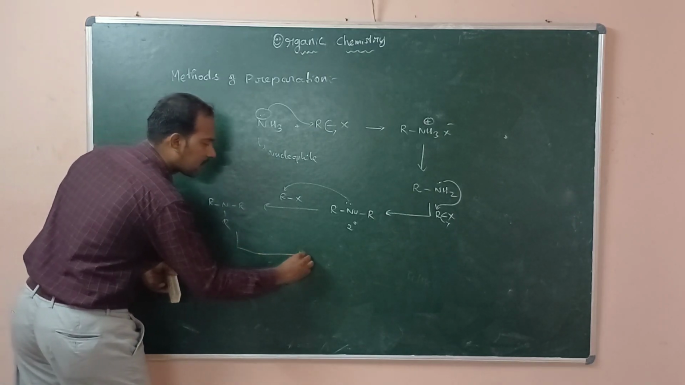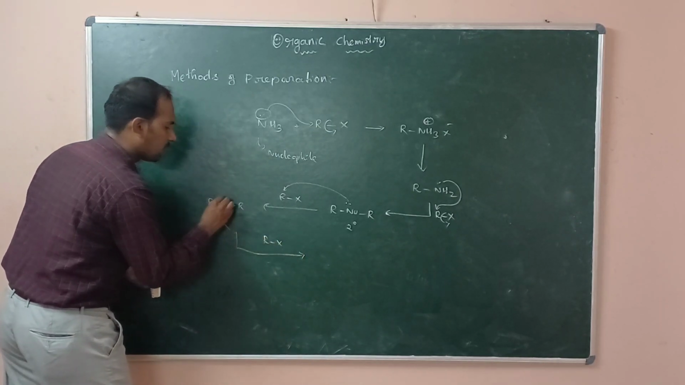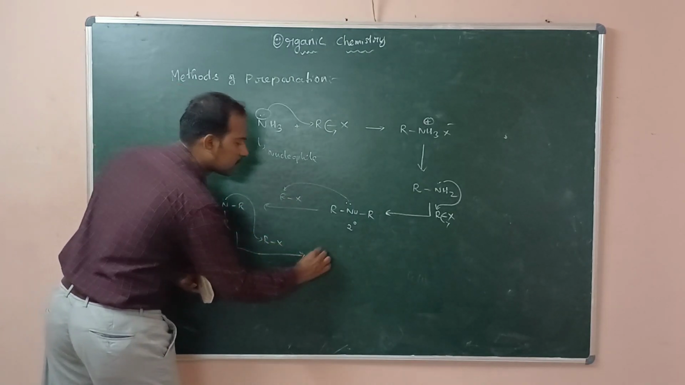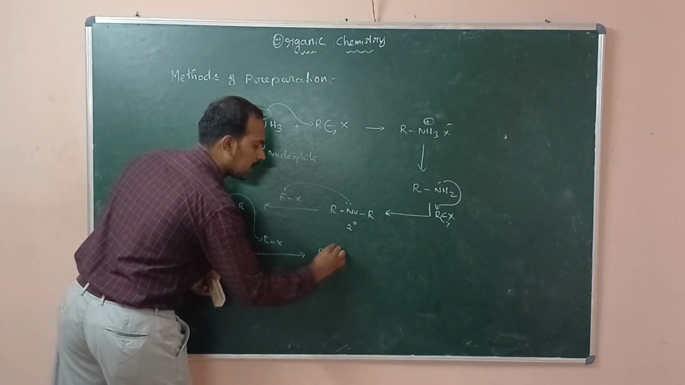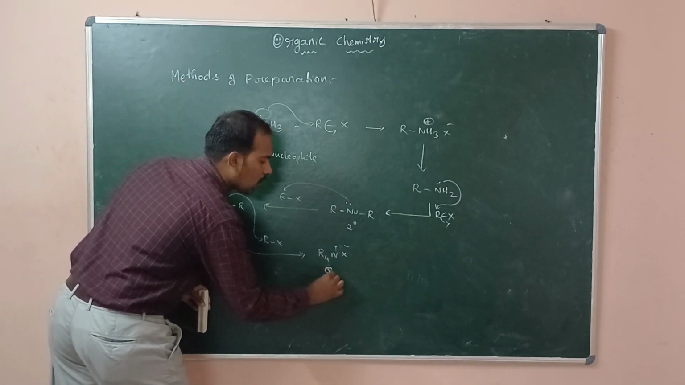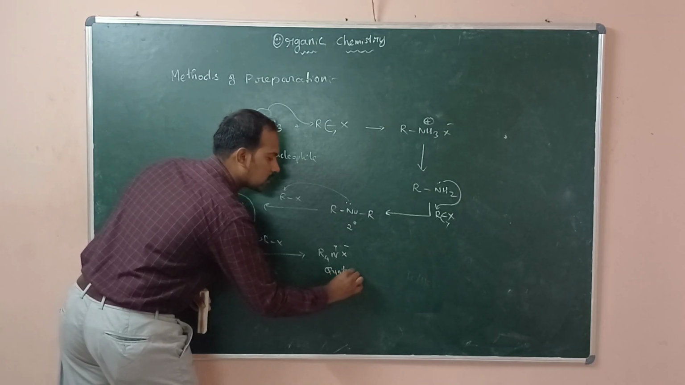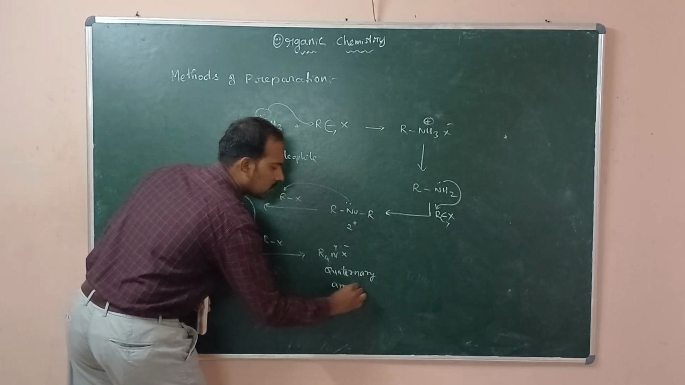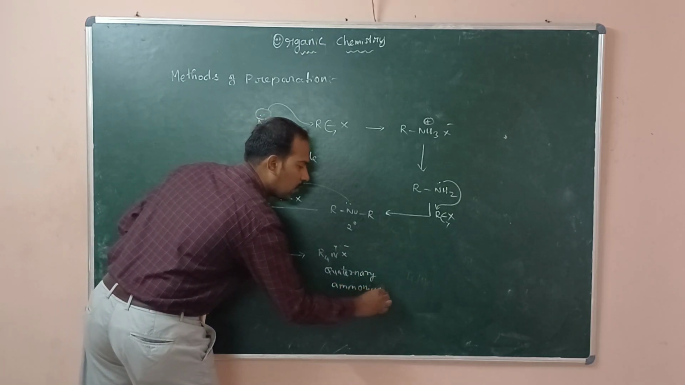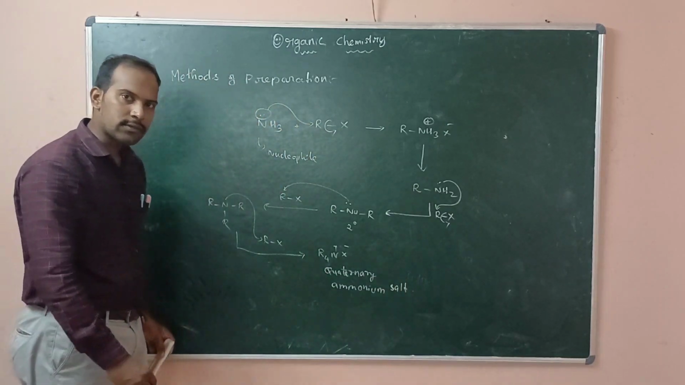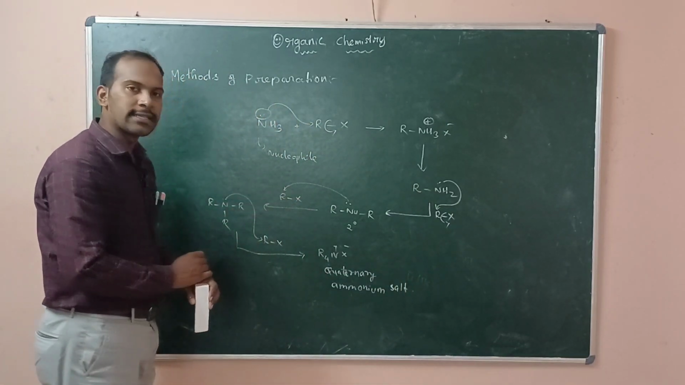This tertiary amine further reacts with RX. Again we have a lone pair, so it reacts with the R group and forms R4N plus and X minus. This is called a quaternary ammonium salt. I hope it is clear, students. Now let us discuss one example in this.